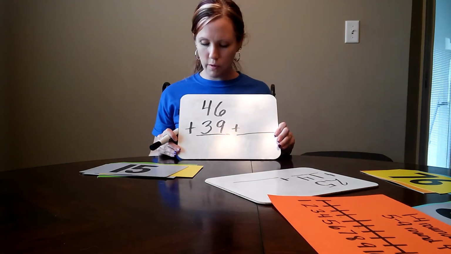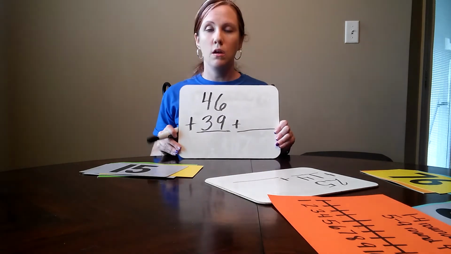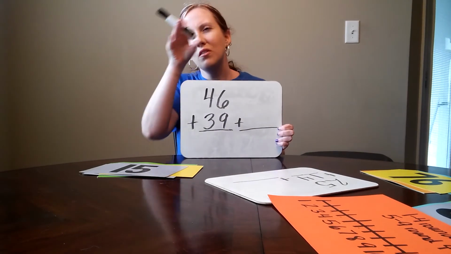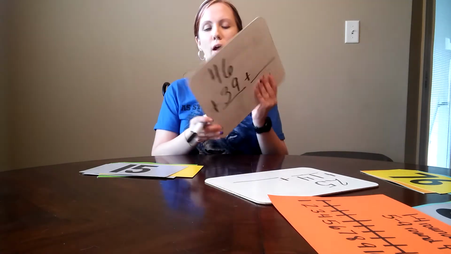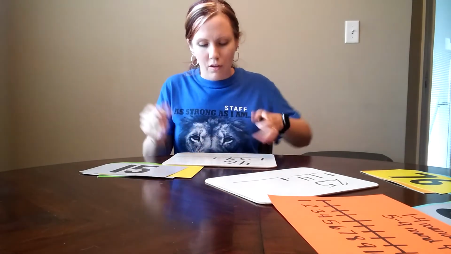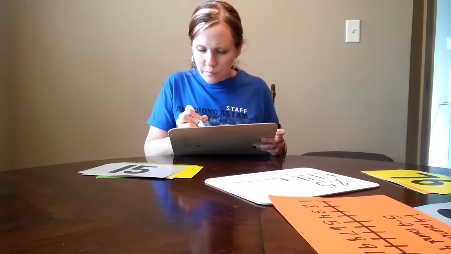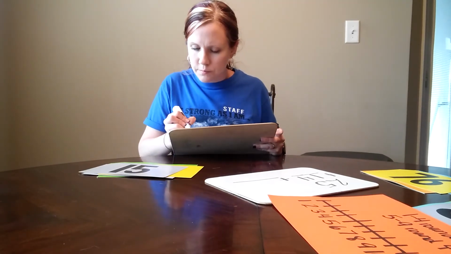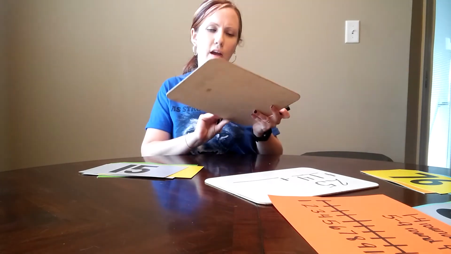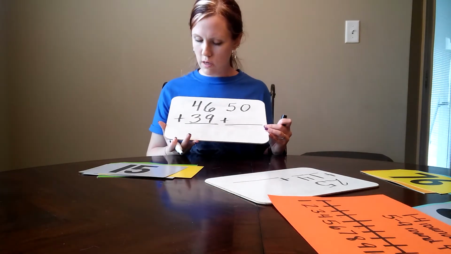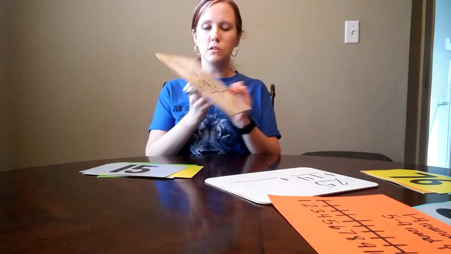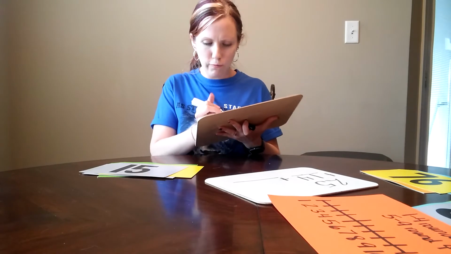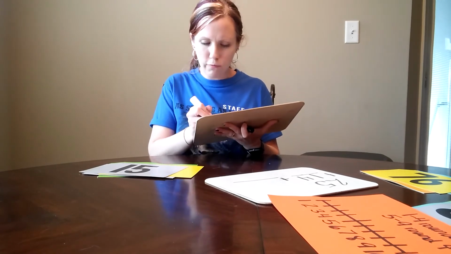So in this first problem, we have 46. So you have to think 46 is closer to 50 than it is to 40. So right next to 46, I'm going to write 50. All right, and then our next one is 39. And 39 is going to round up to 40 because it is closer to 40 than it is to 30.